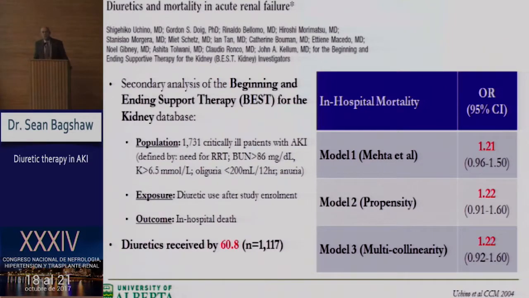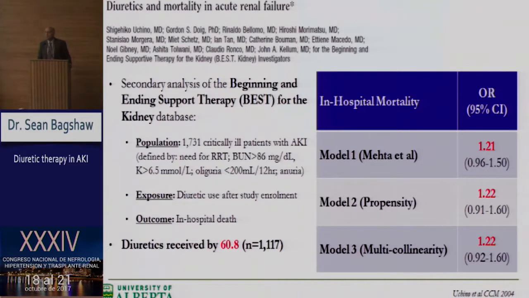Now, my colleagues with the Best Kidney Study actually tried to replicate Ravi Mehta's study using their large, prospectively collected cohort study of 1,700 critically ill patients with acute kidney injury. And they looked at the same exposure, diuretic therapy following study enrollment, its impact on hospital mortality. And importantly, in this cohort, what they showed was that approximately 60% of all patients who had acute kidney injury, in fact, at some point received furosemide. So we're using this drug very, very commonly in critical care settings with patients with acute kidney injury.